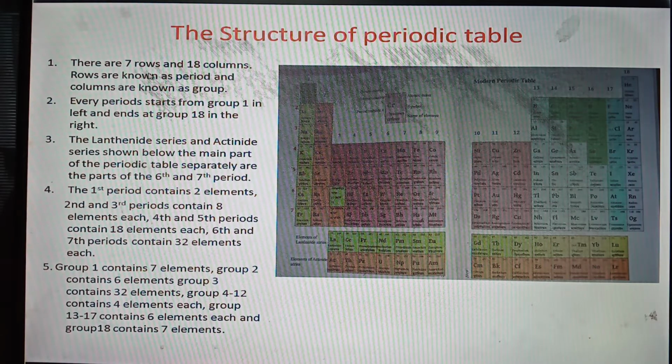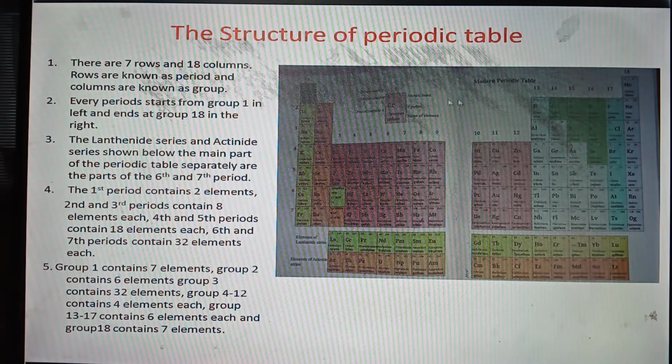There are 7 rows and 18 columns in this periodic table. 7 rows, you see, this is the first row, this is the second row, third row, fourth, fifth, sixth, seventh. And there are 18 columns, 1, 2, 3, 4, 5, 6 and so on, it is up to 18. The rows are known as periods and the columns are known as groups.